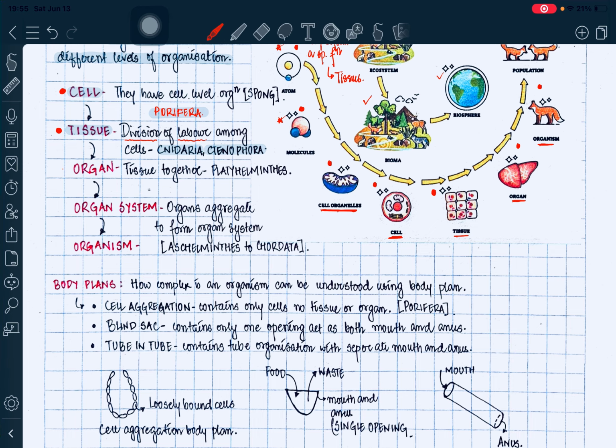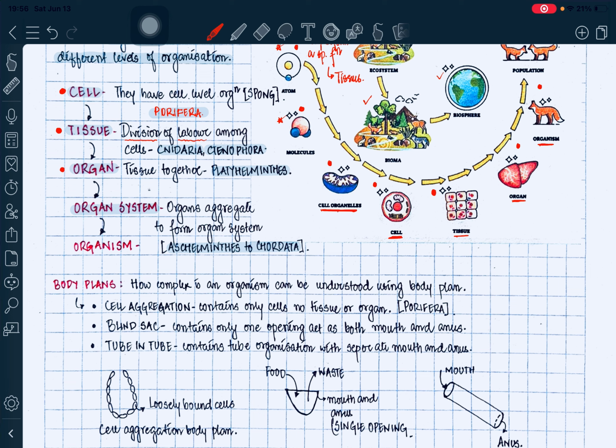Next up, in some organisms we will see organs. They will develop organs in them, which will perform a particular function. Examples are Platyhelminthes. And then after, we will have organisms which will have organ system, starting from Aschelminthes to Chordata. Okay, we will be discussing each one of them in more detail.